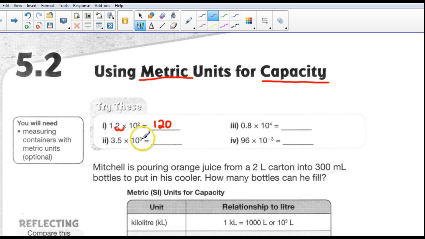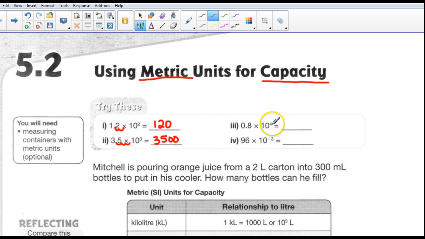Okay, 3.5 times 10 cubed. Well, 10 cubed is the same as 1 with 3 zeros, or 10 times 10 times 10, which is 1,000. So we're going to move this 3 decimal places. So we can go 1, 2, 3. So that's equivalent to 3,500. You don't even need a calculator for this.